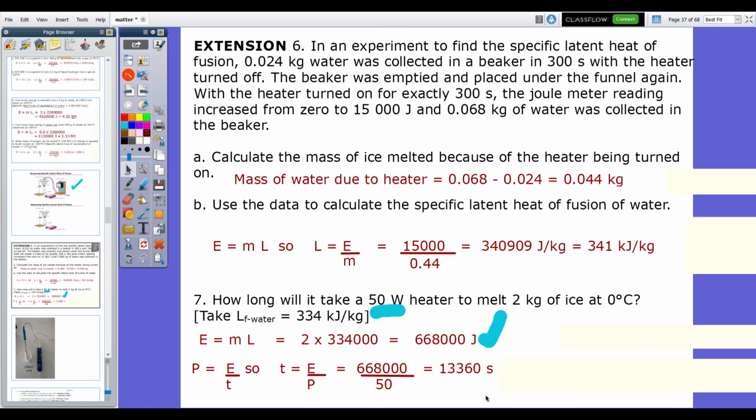Oh, that's quite a lot of seconds. 13,360. Don't forget the s. If we divide that by 60, we'll end up with 223 minutes. So quite a long time to heat that up.